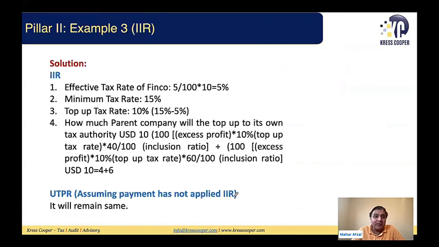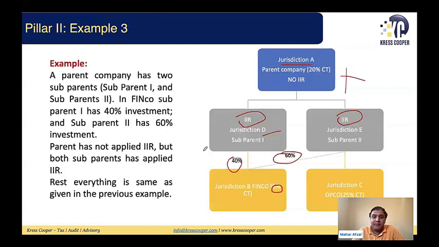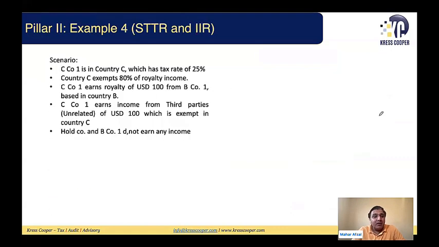The same thing applies with the differential of 5 to 10%. They need to collect this 10: 40 over 100 will be collected by sub-parent 1, and 60 will be collected by sub-parent 2. Because both are applying IIR, this entity will pay 4 to the tax authorities, and this entity will pay 6. On an overall basis, 15% tax will be applicable on this group, which is subject to Pillar 2. This is the last example.